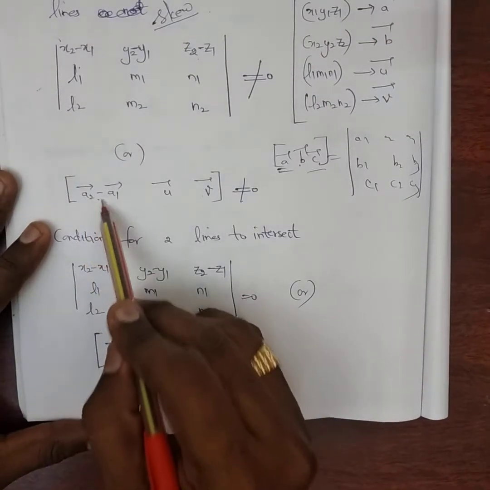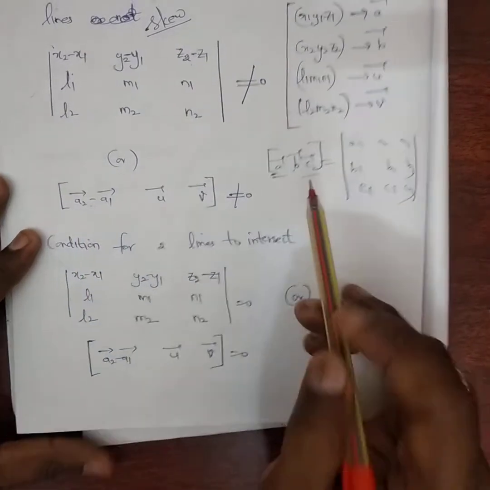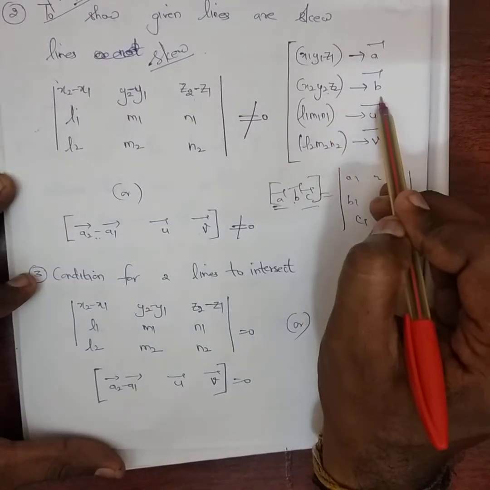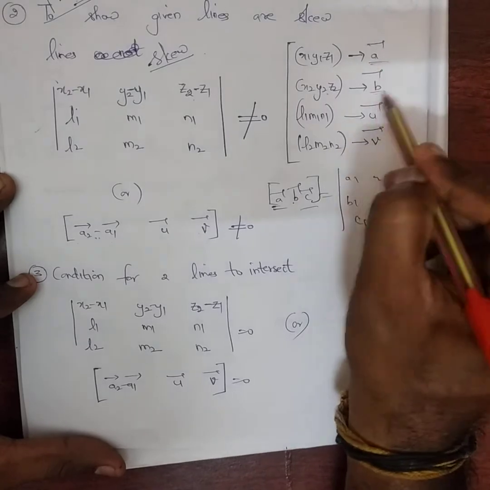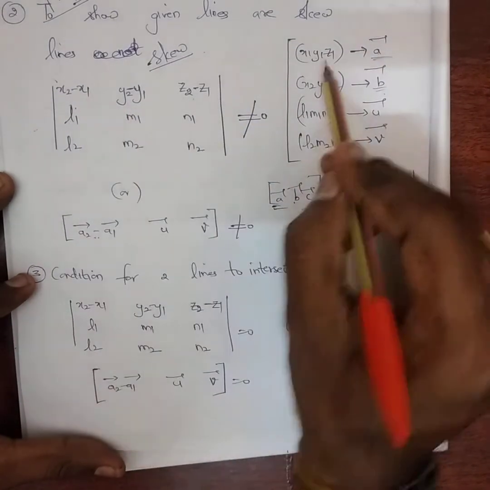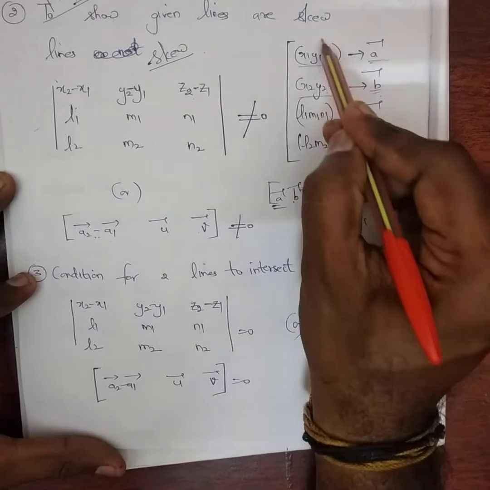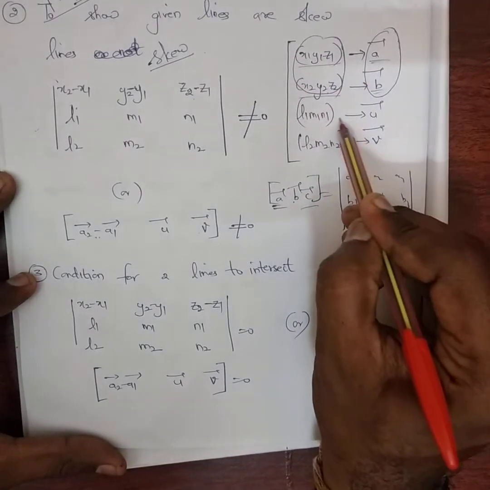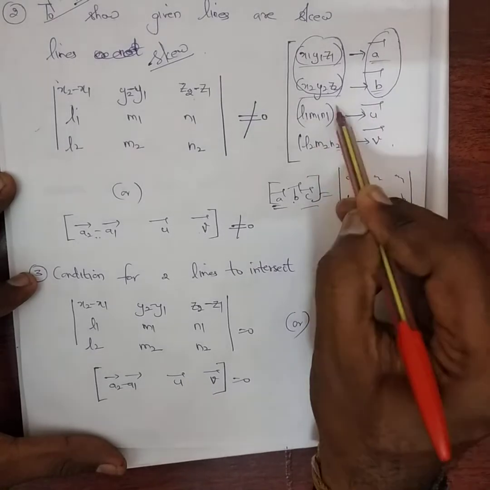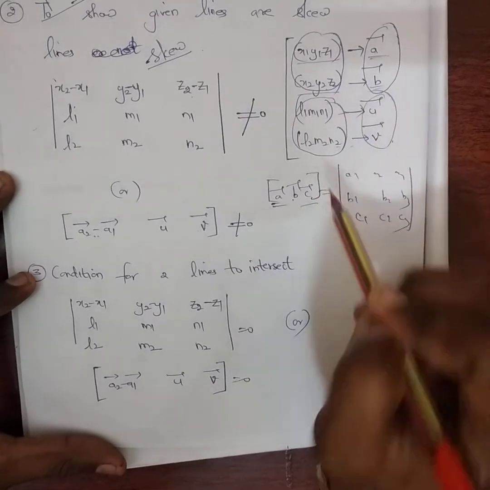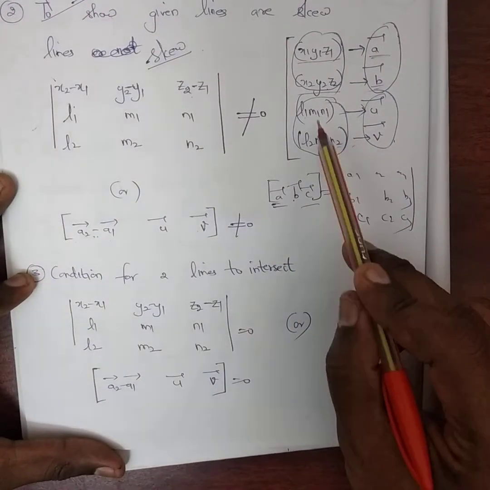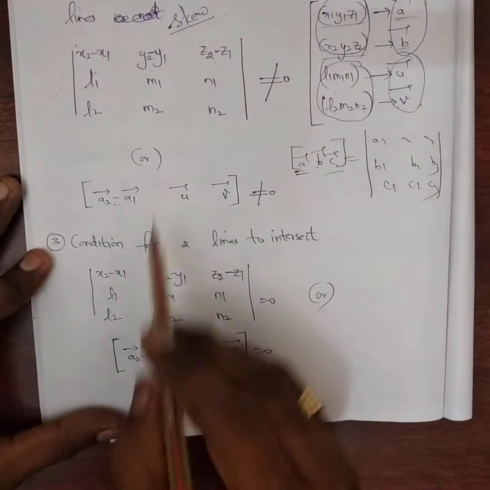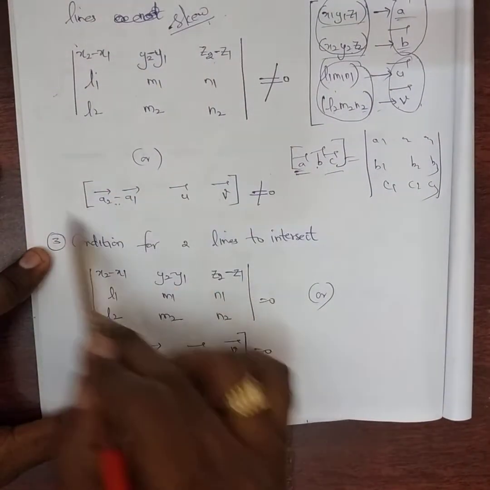This is the vector, parametric form: A2 minus A1, U, V. So x1, y1, z1 we can write as the A vector, and x2, y2, z2 as the B vector; these are points. x1, y1, z1 is a point in Cartesian form, and this is the vector form. L1, m1, n1 we can write as the U vector, and L2, m2, n2 as the V vector. So this is the Cartesian form and this is the vector form.